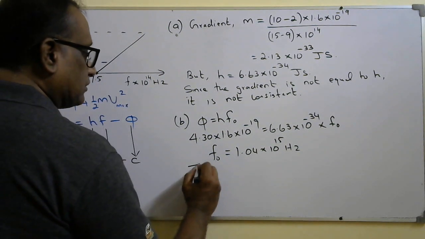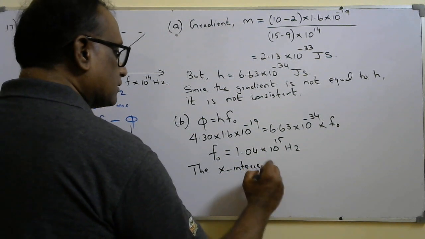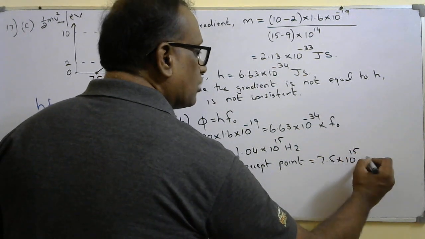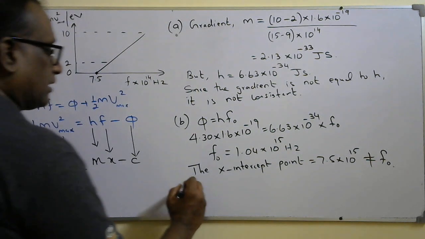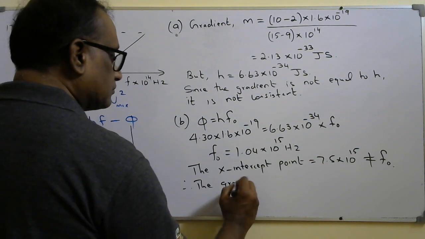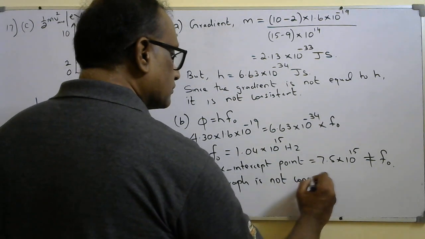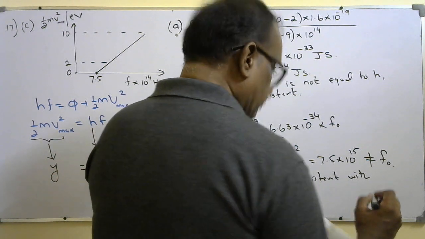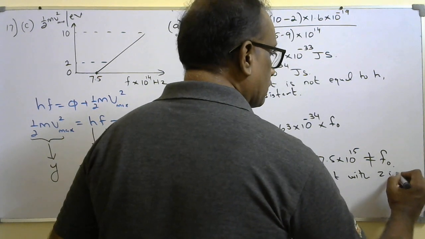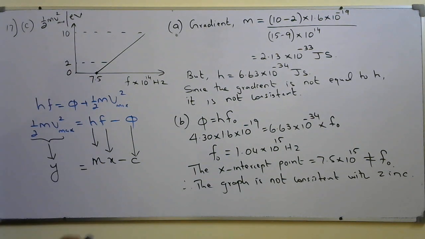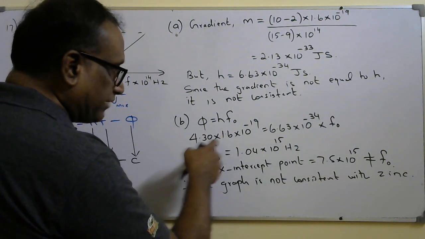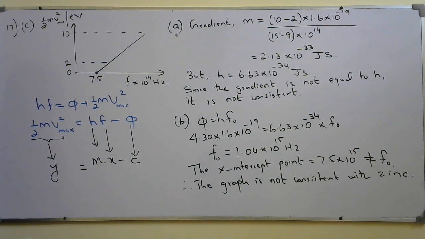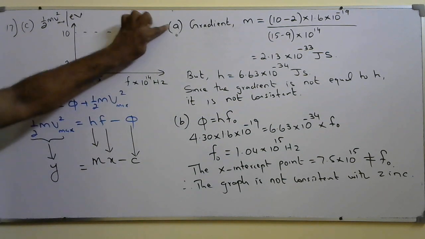But you can see the x-intercept point equals 7.5 × 10^15 hertz, which is not equal to the threshold frequency. Therefore, the graph is not consistent with the work function of zinc. Where it cuts must be equal to the threshold frequency, which we calculated from the given work function, but the graph is cutting at 7.5 × 10^15, which means it's wrong data. So these are the two reasons for part C.